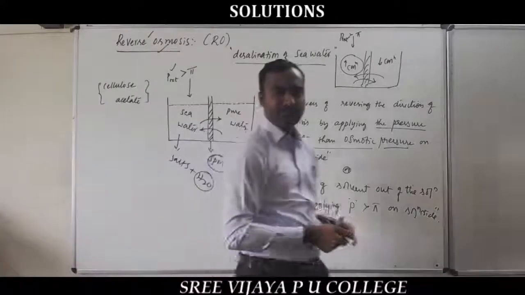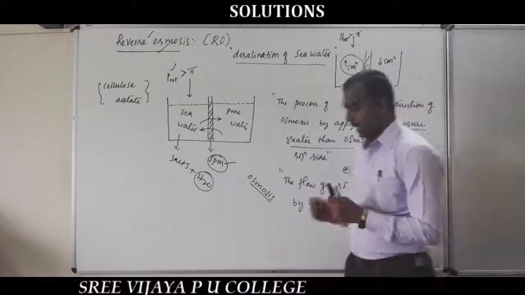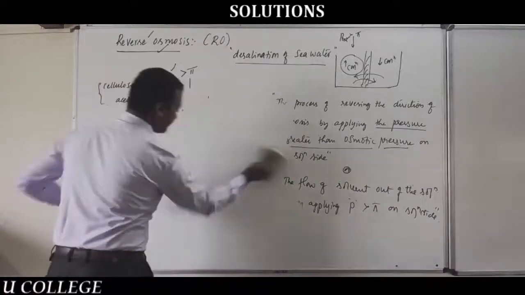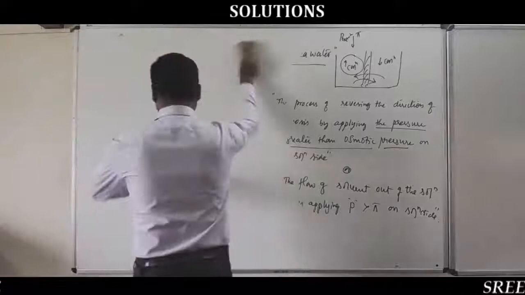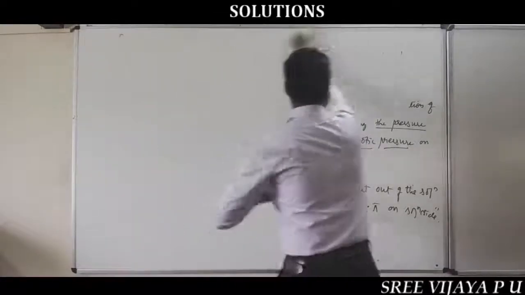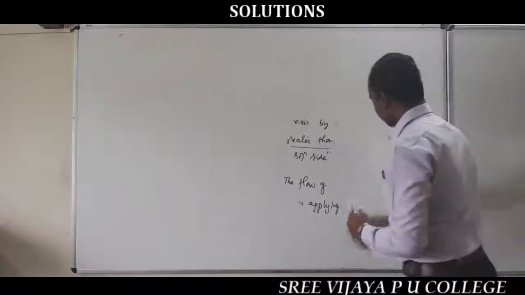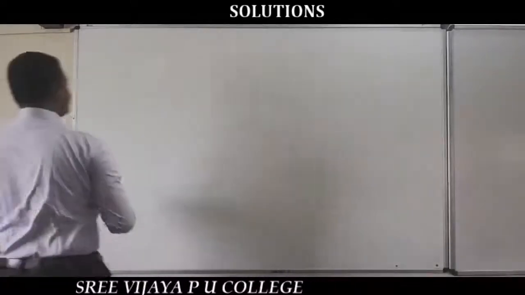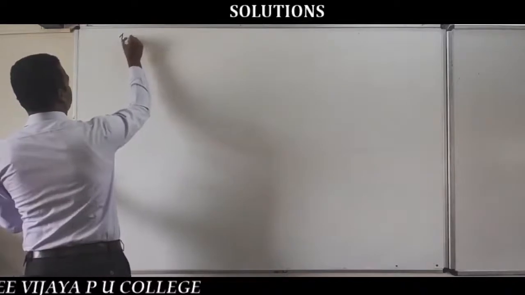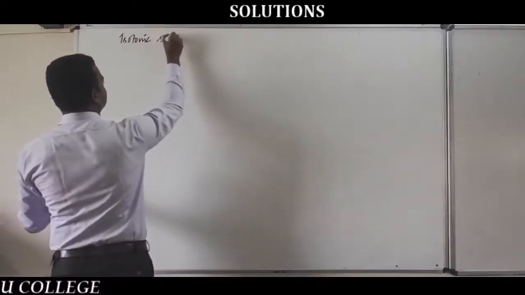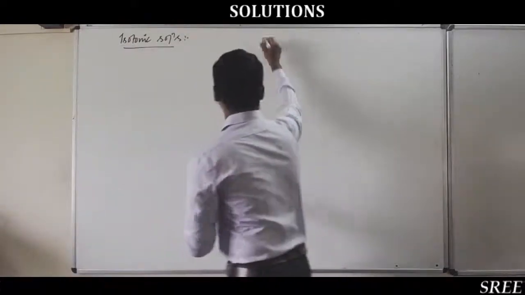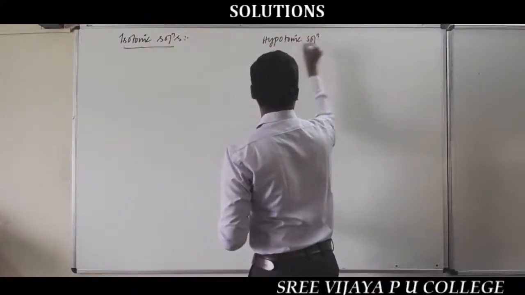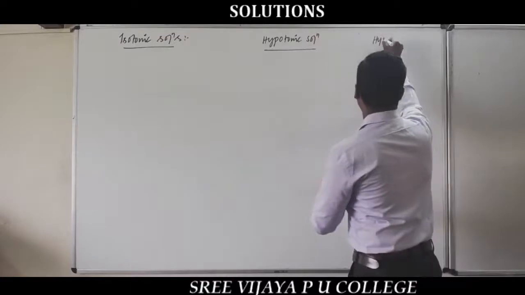I think it's clear about osmosis, osmotic pressure and reverse osmosis. And one more concept under osmotic pressure and osmosis: isotonic solutions, hypotonic solution and hypertonic solution. It's a very important concept for 1 mark in the theory examination. So these are isotonic solutions, hypotonic solution, and hypertonic solution.